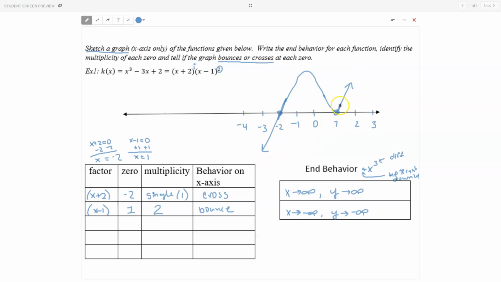I know the end behavior. I know the behavior on the x-axis. I know how many times it's crossing the x-axis. So this is an appropriate model for this piece of information.